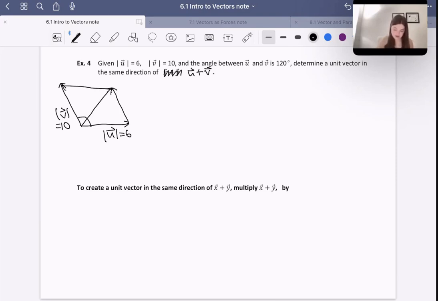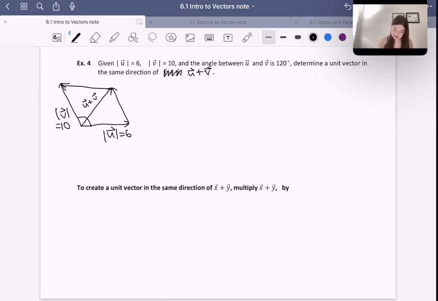So let's finish off our parallelogram. And what we'd like to know is the resultant vector, right? Or actually, we just like to know a unit vector that is in the same direction, okay? So let's do that. So here we have the vector. And the first thing we need to do to find the unit vector is figure out, well, hey, what's the magnitude of the original, right?